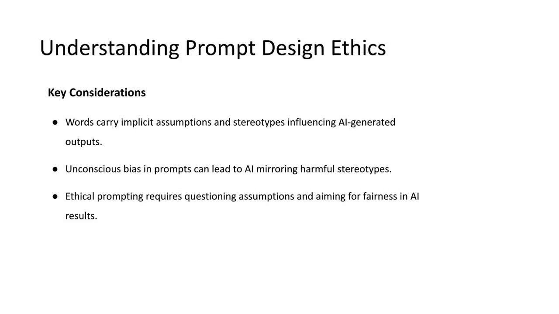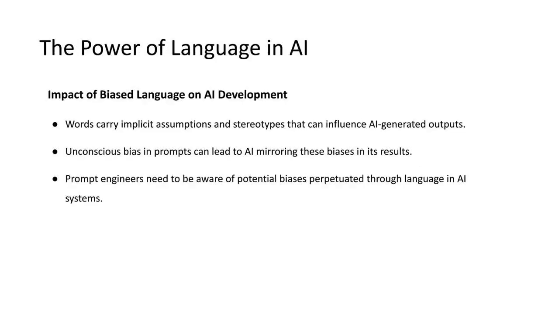Generative AI learns from massive data sets reflecting real-world biases. Prompt engineers need to be mindful of perpetuating harmful stereotypes. Even phrases that seem neutral might have hidden biases. For example, using businessman as the default for a professional could lead the AI to undervalue female entrepreneurs in its outputs. AI learns from the data it's trained on.